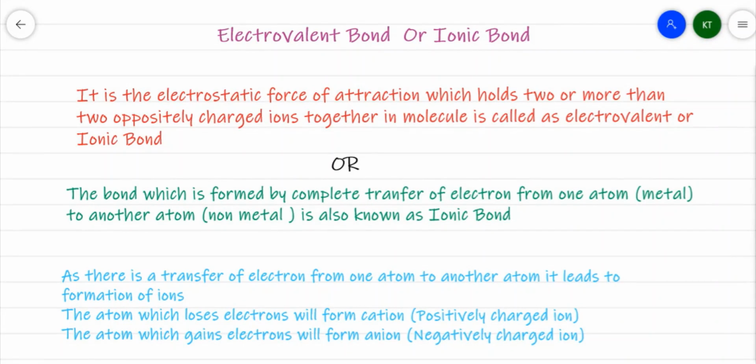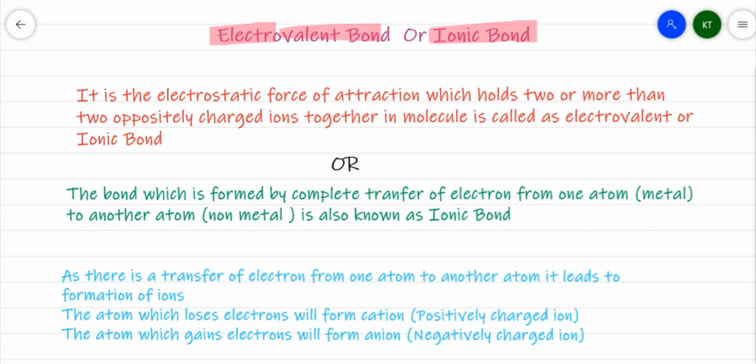After understanding the concept of what is a chemical bond, let us focus our understanding towards the formation of the first kind of bond, that is called the electrovalent bond. It is also known as the ionic bond.